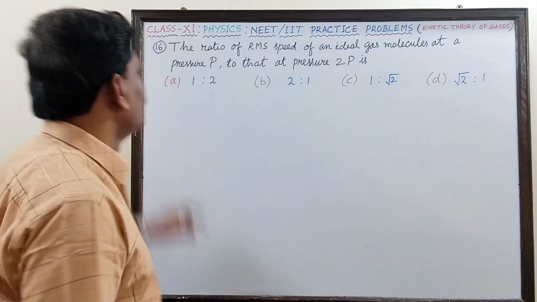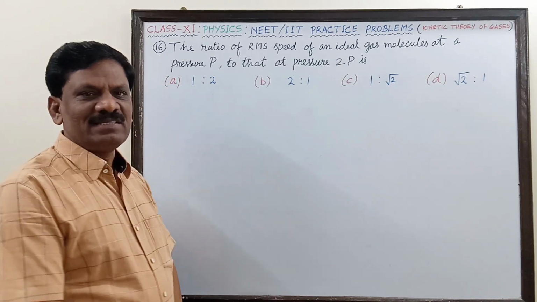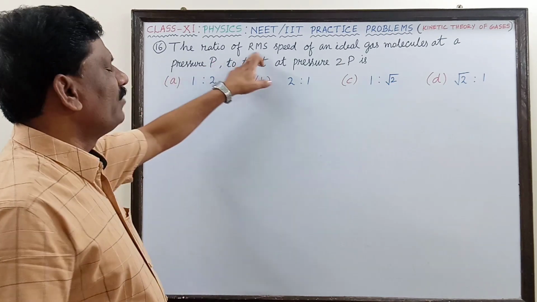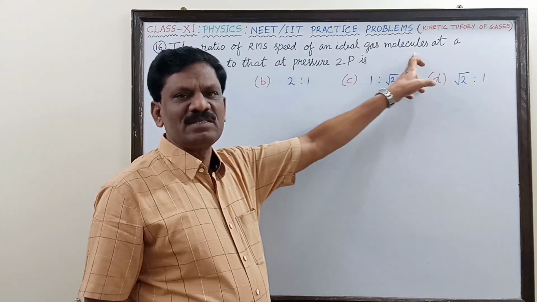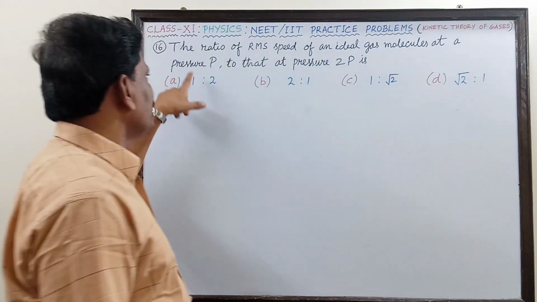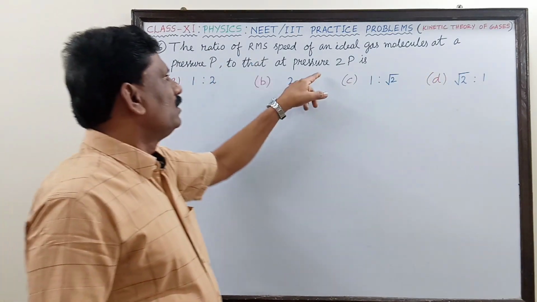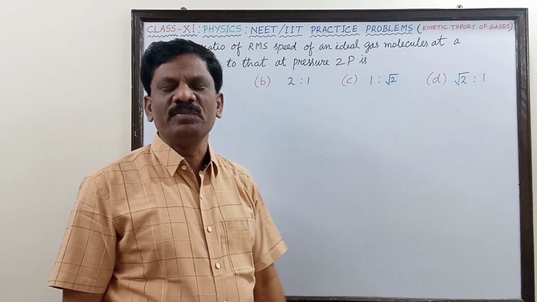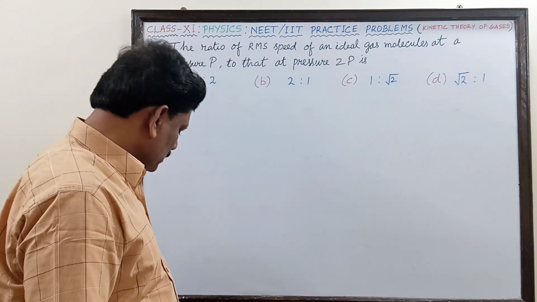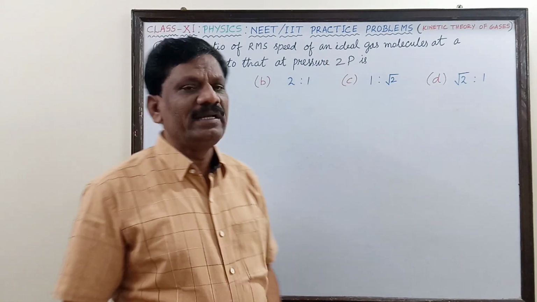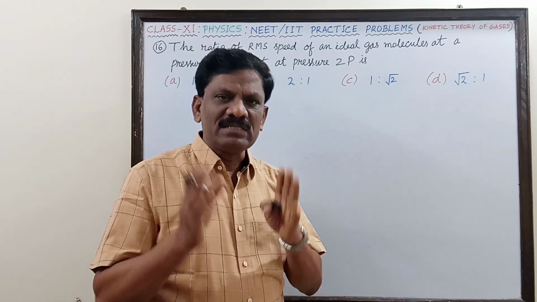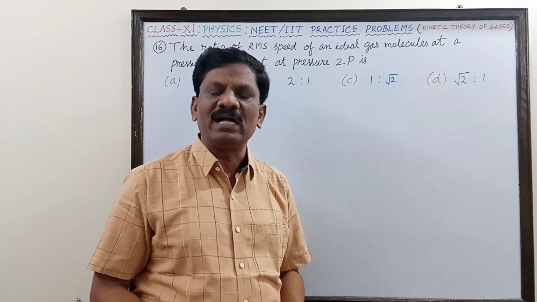Hi students, MCQ number 16. The ratio of RMS speed of ideal gas molecules at a pressure P to that at pressure 2P is to be determined. Now in this chapter, kinetic theory of gases, almost this type of problems will be repeatedly asked in the competitive exams again and again.